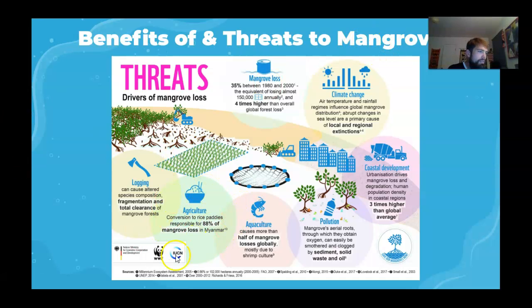We clear them for rice paddies. They're logged. Fish farming is the fastest growing food production, and so that is killing a lot of the mangroves. Pollution. Their aerial roots can be blocked by sediment and waste and oils. And then development, right? Building buildings along the coast. It's highly profitable. Climate change is causing a changing, shifting habitat. And so we have 35% lost from 1980 to 2000. That's losing about 150,000 football fields annually and is 4 times higher than the overall global forest loss. So it's happening really quickly, and it's a crucial part of our planet's health, right?